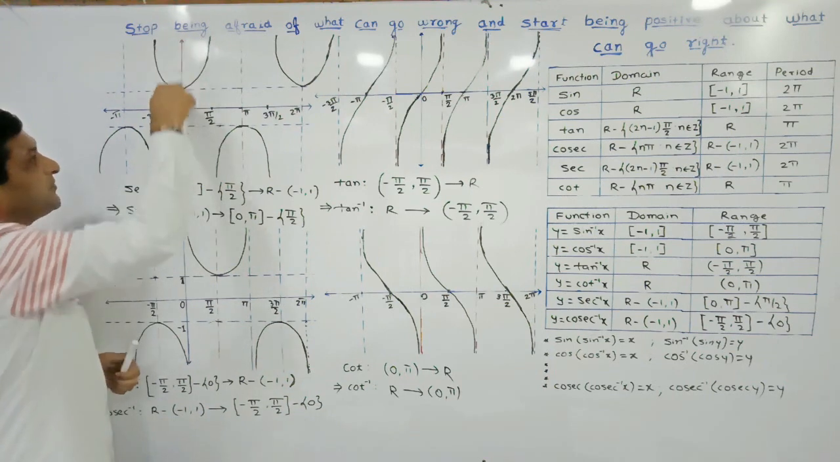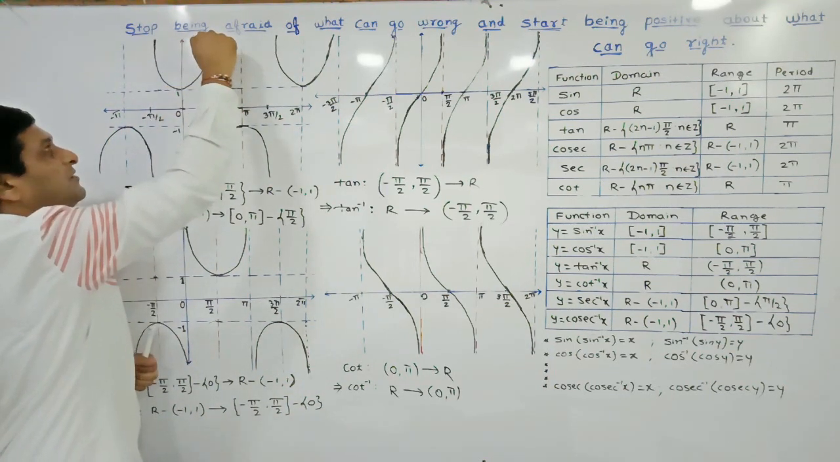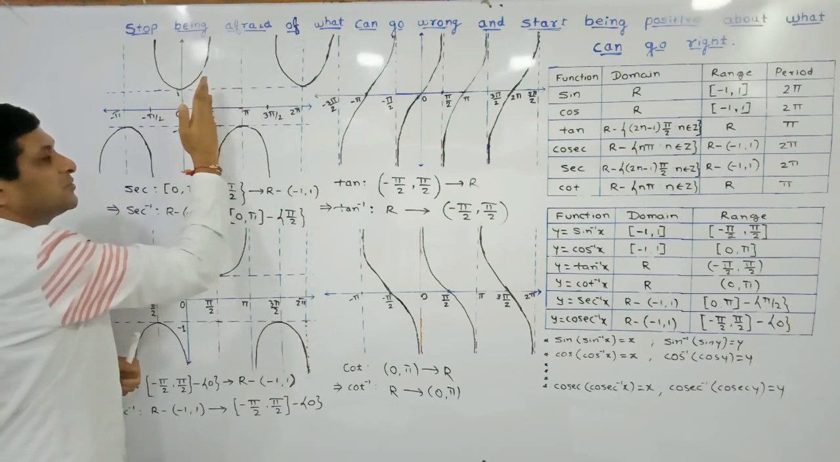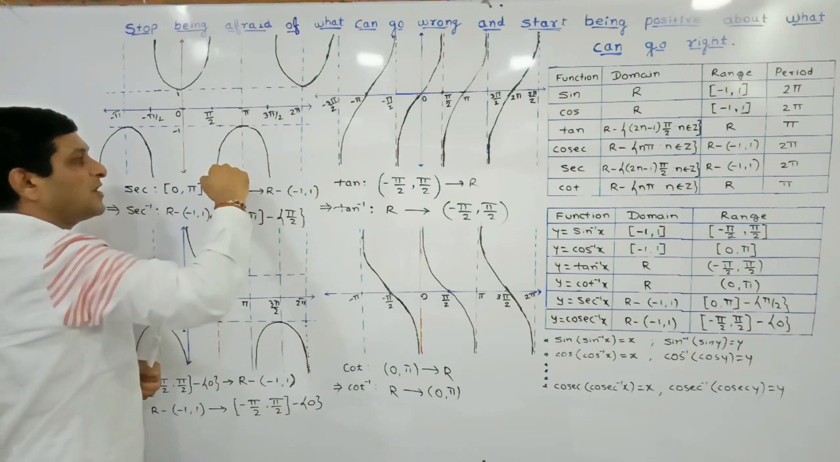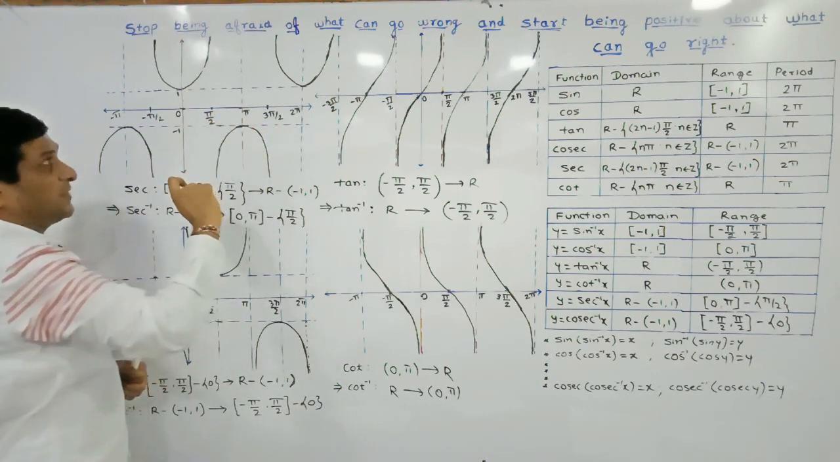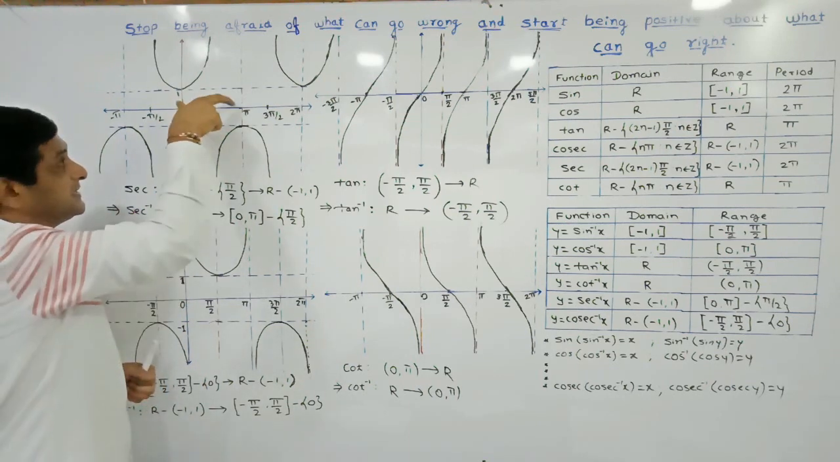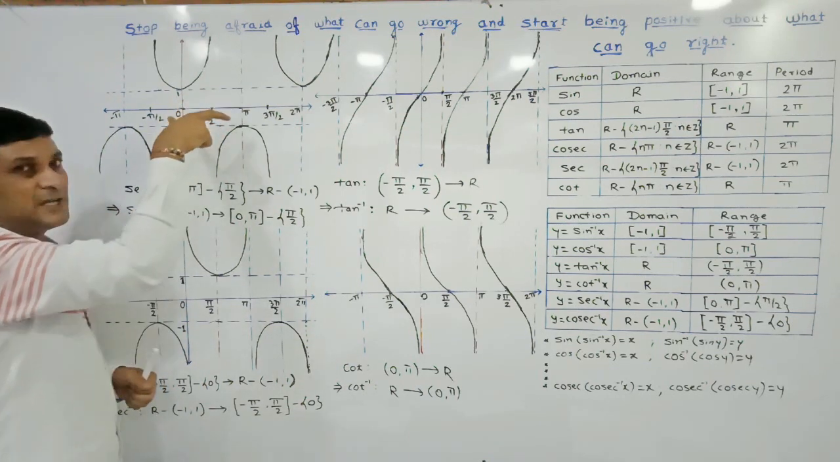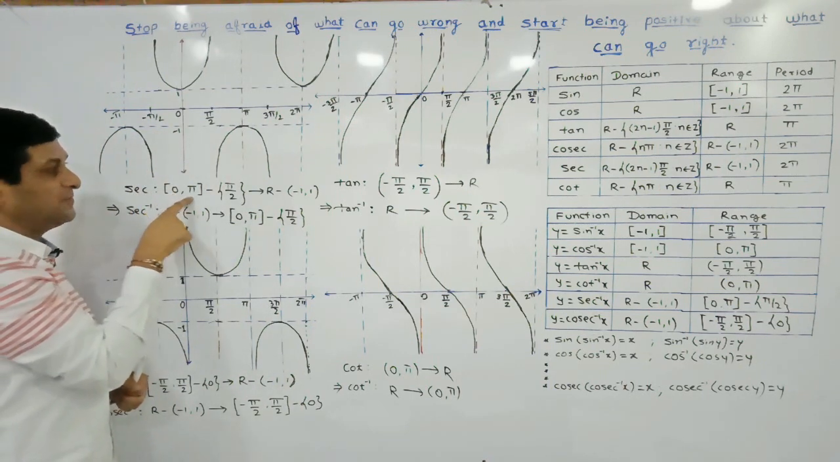So observe, this will be the y-axis. This graph is moving from 1 to infinity between 0 to pi by 2, and from pi by 2 to pi it moves from minus infinity to minus 1, which means values are not repeating here. That's why we can say that in this interval the graph becomes one-one onto.